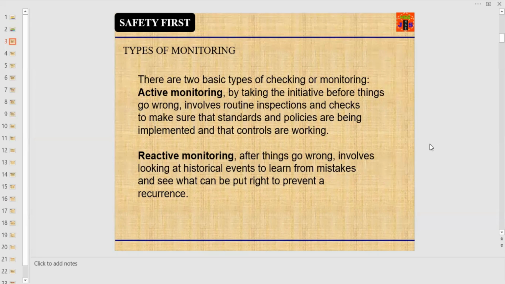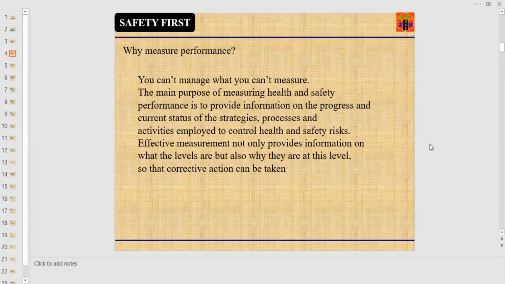Now we'll see one by one, but before going deeper into monitoring, we must know why we are going to measure performance. You can't manage what you can't measure. The main purpose of measuring health and safety performance is to provide information on the progress and current status of the strategies, processes, and activities employed to control health and safety risks. Effective measurement not only provides information on what the levels are, but also why they are at this level, so that corrective action can be taken. This is the reason why the performance of a company or a project is measured.